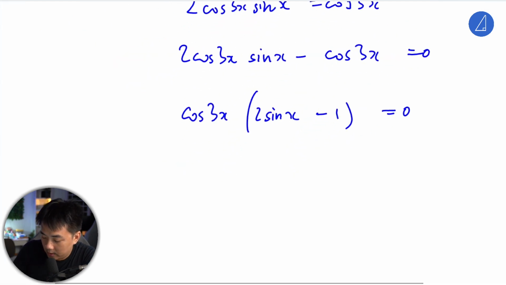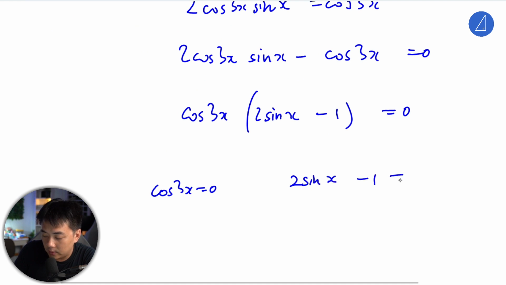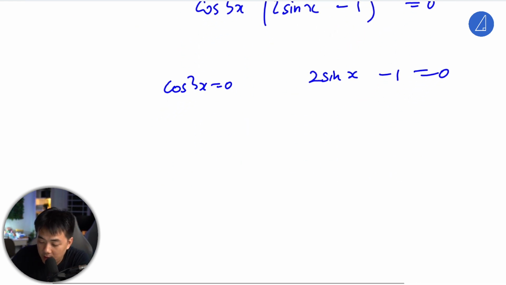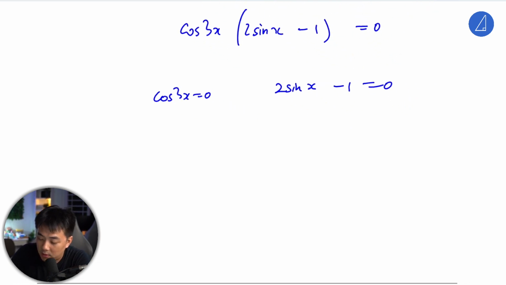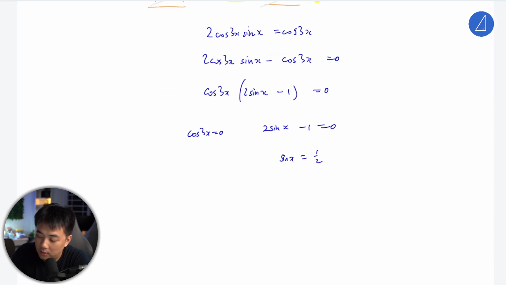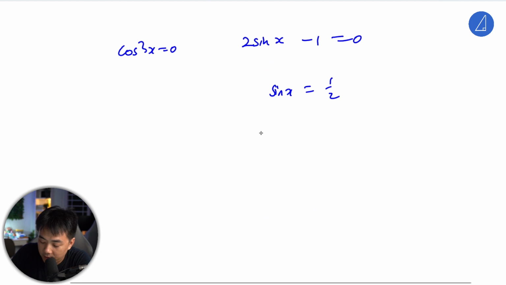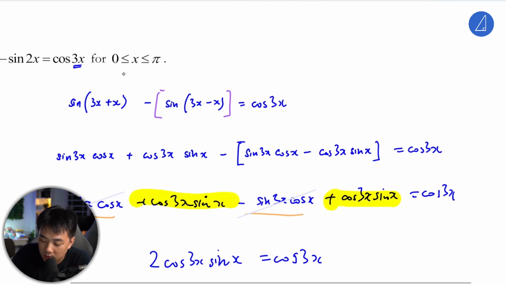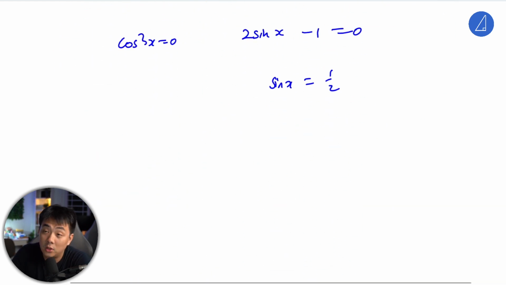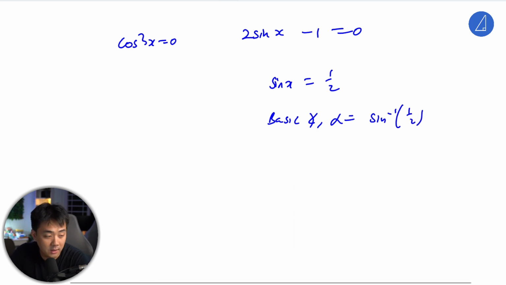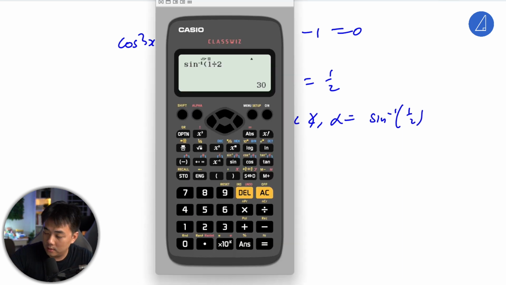All right, so from here, cosine 3x equals 0, or 2 sine x minus 1 equals 0. I know that cosine 3x equals 0 will give us something, but maybe I'll just do this first. Sine x equals half. I know that my quadrants here are only Q1 and Q2. To solve this, we essentially need the basic angle alpha, sine inverse half. Sine inverse half is 30 degrees.